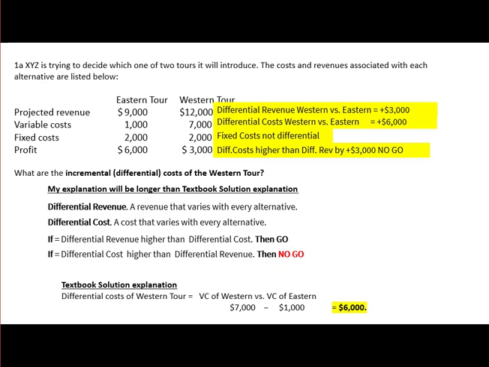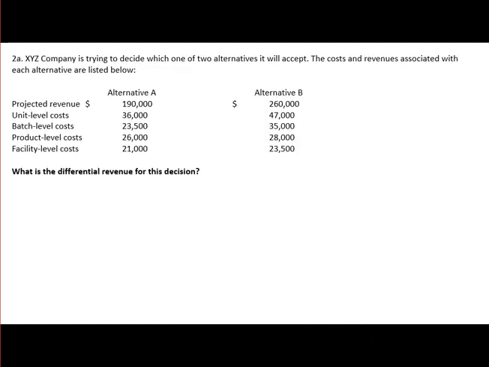So the answer we're looking for, all they want to know is the difference in cost, the differential costs. Okay, that was the second line right here. And they're not looking for the bottom line, they're looking for the differential costs. So they're trying to get you to see if you understand those differences in those different terms. So the variable cost for Western was $7,000, the variable cost for Eastern was $1,000, and the differential cost difference would be $6,000. That's the answer.